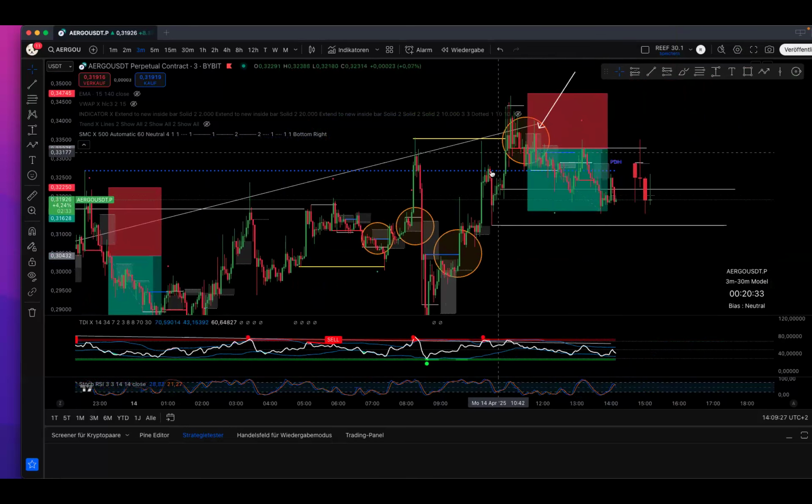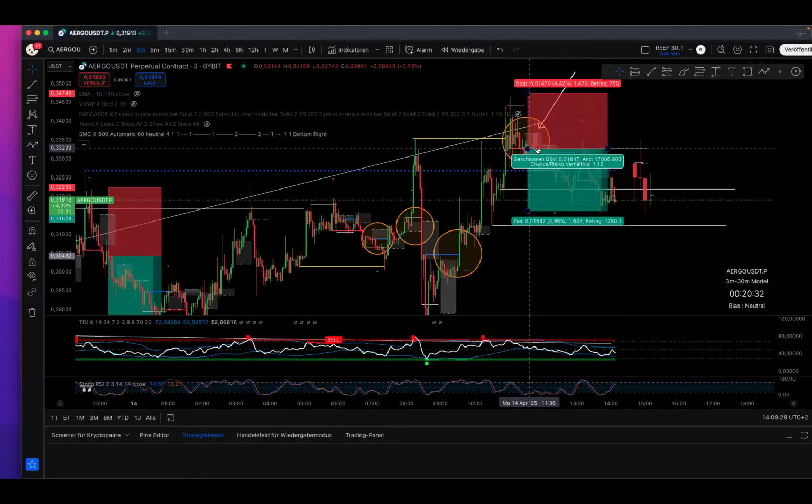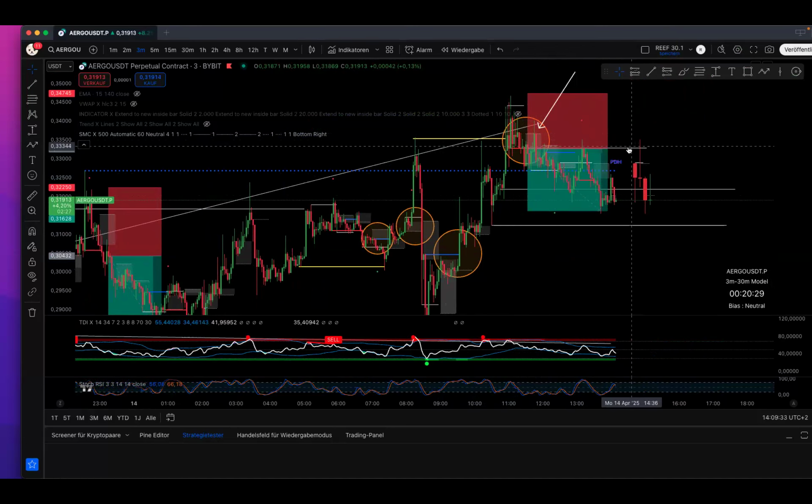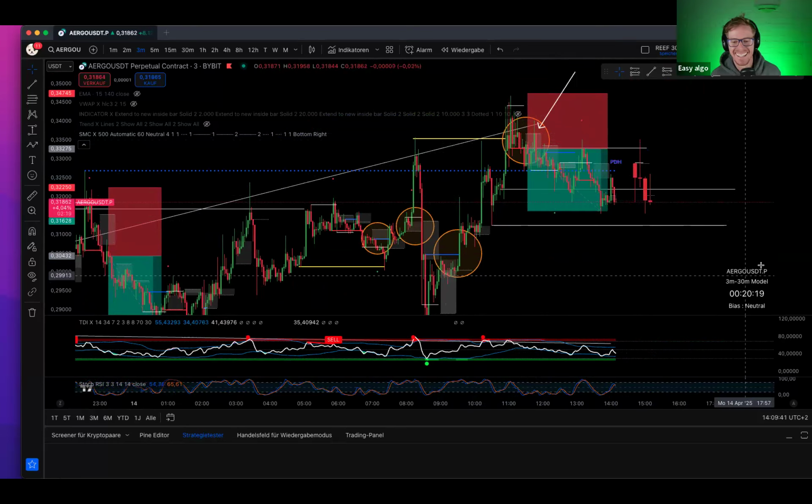Why I added it was because here you see this is the CISD, the white one here, and it also retested the CISD actually. And then I was like, okay, I add a bit more. I add $1 more.